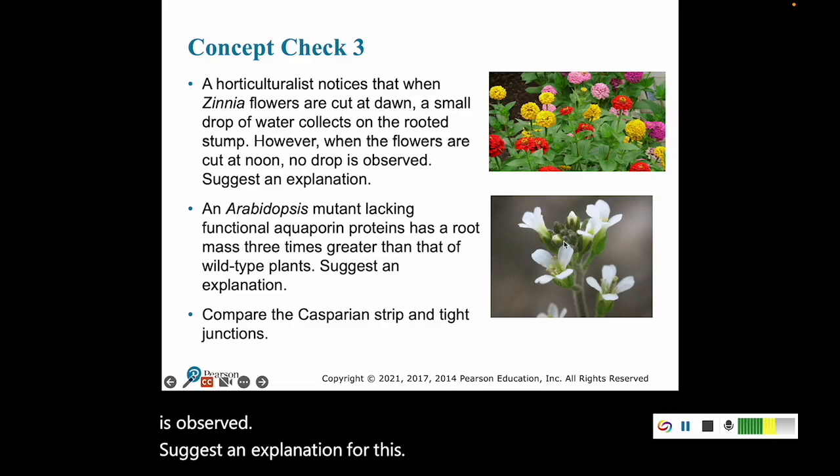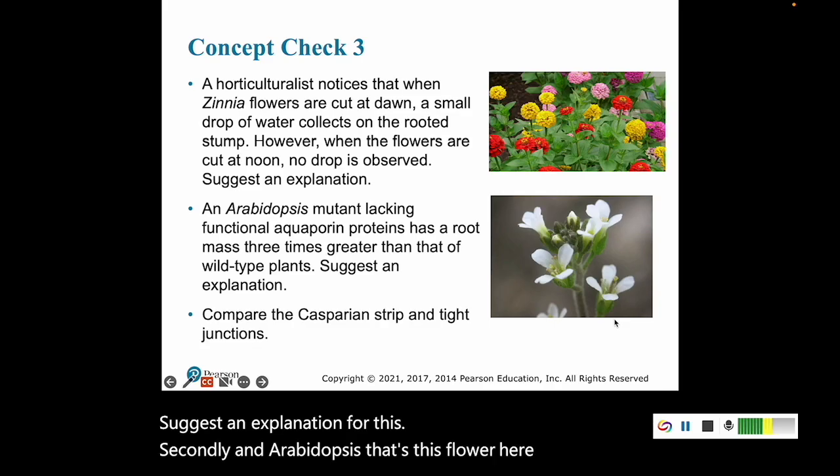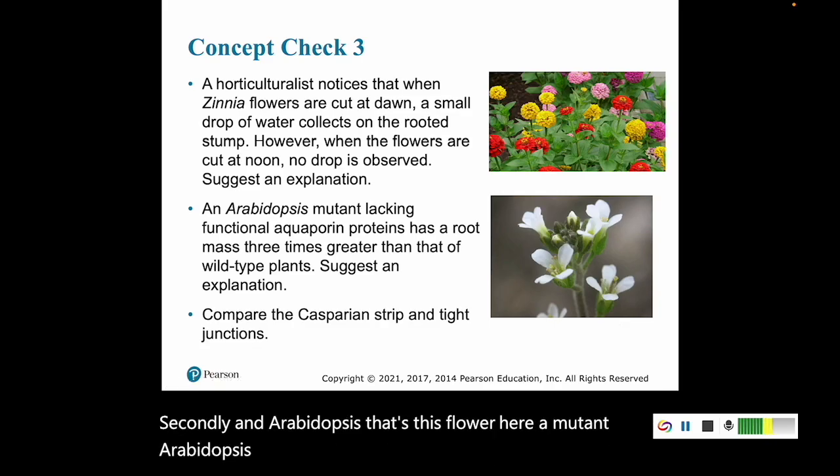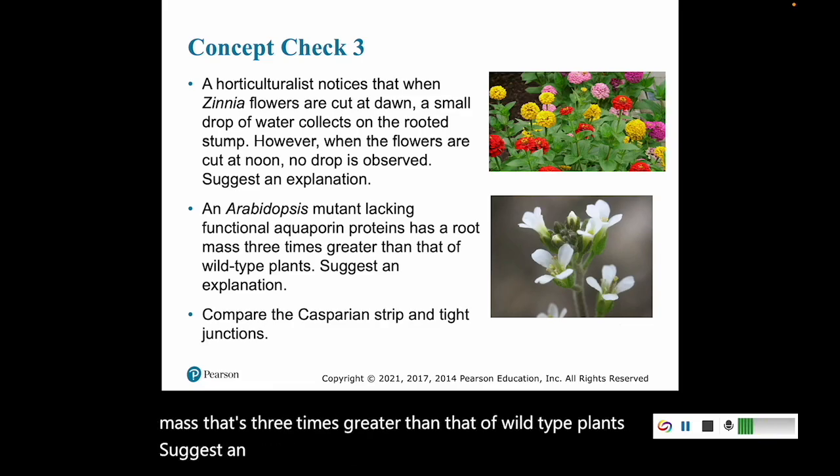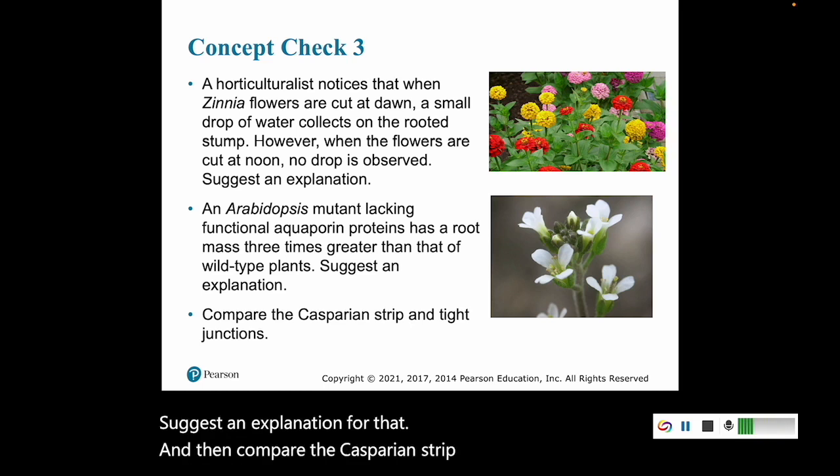Secondly, a mutant Arabidopsis, that's this flower here, that lacks functional aquaporin proteins has a root mass that's 3 times greater than that of wild-type plants. Give an explanation for that. And then compare the Casparian strip and tight junctions.